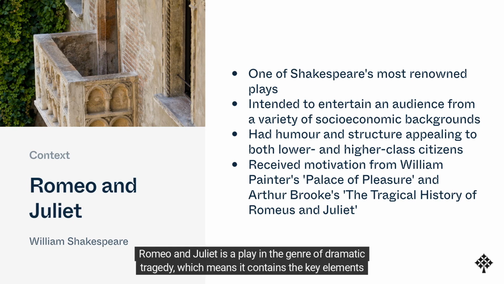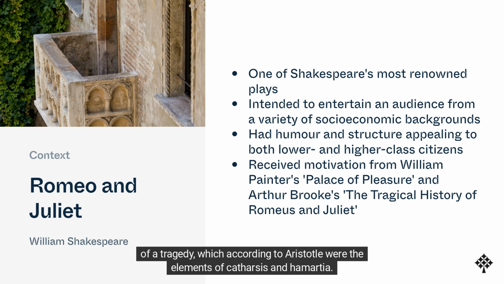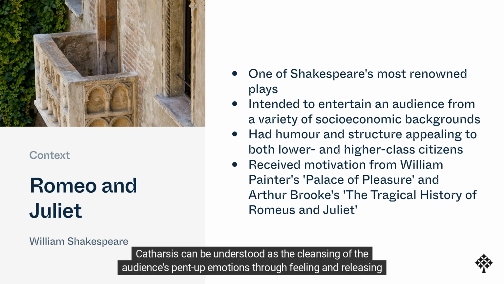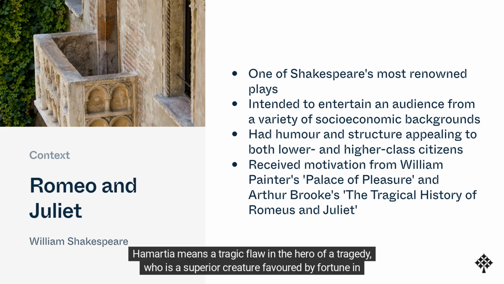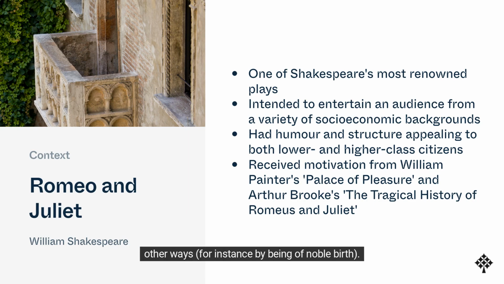Romeo and Juliet is a play in the genre of dramatic tragedy, which means it contains the key elements of a tragedy, which according to Aristotle were the elements of catharsis and hamartia. Catharsis can be understood as the cleansing of the audience's pent-up emotions through feeling and releasing them throughout the course of the tragedy. Hamartia means a tragic flaw in the hero of a tragedy, who is a superior creature favored by fortune in other ways, for instance by being of noble birth.